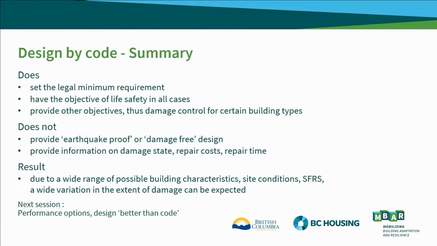So this is the quick summary of today's session. What the building code does is it sets the minimum legal requirement for new buildings. It has an objective of life safety in all cases, and it does provide other objectives for some damage control in the two other groups of buildings. It does not provide an earthquake-proof or damage-free design.